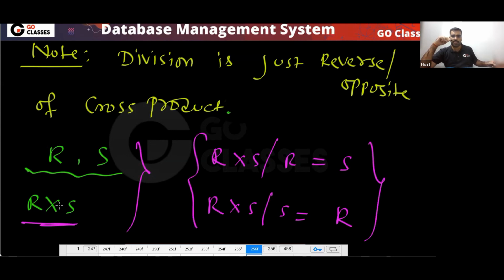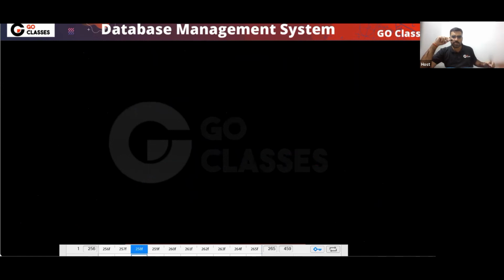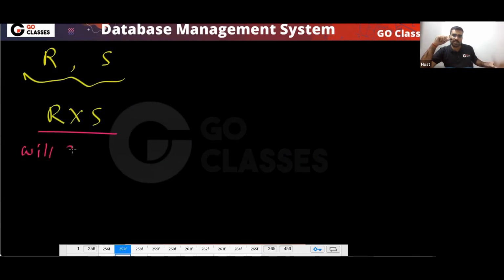Yes or no? Here you are combining them. And if you want to separate them, then you can do division. Agree? Is this clear? Very simple. What I'm saying is that you have R, you have S. So this R cross S will combine them. It will combine everything. It will create the mesh.